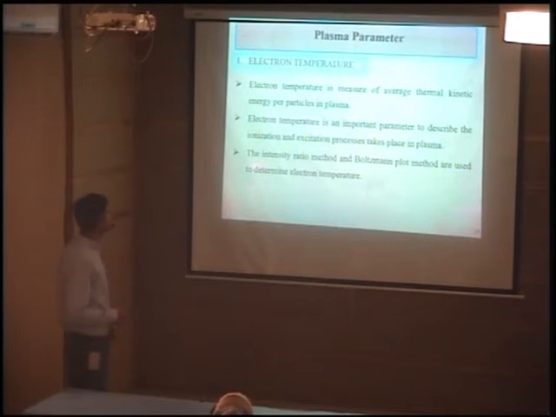Plasma parameters. Number one is the electron temperature. Electron temperature is the measure of average kinetic energy per particle inside a plasma. Electron temperature is an important parameter to describe the excitation and ionization processes that take place inside the plasma. Intensity ratio method and Boltzmann distribution plot method can be used to determine the electron temperature.